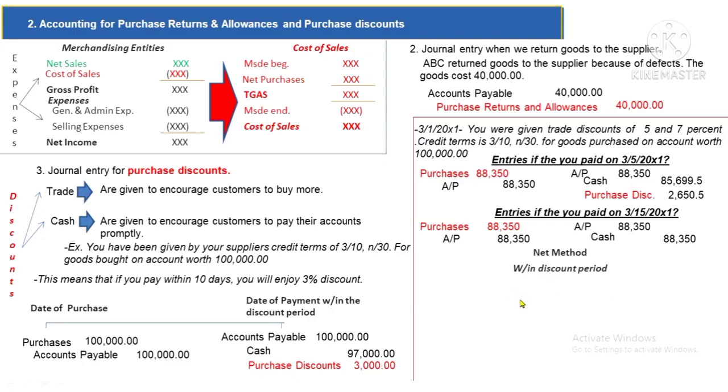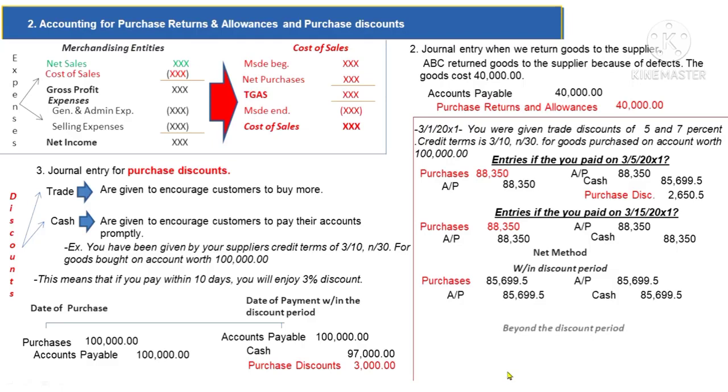So what will be the entries if we use net method and you paid within the discount period? Answer: debit purchases, credit accounts payable but with the amount 85,699.50, which is already net of trade discounts and also net of the 3% cash discount. And upon payment, the entry is simply debit accounts payable of 85,699.5 and credit cash 85,699.5.